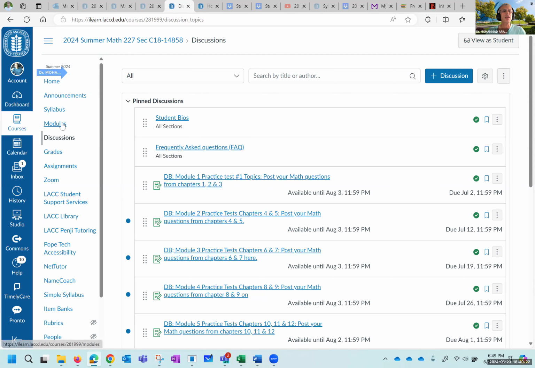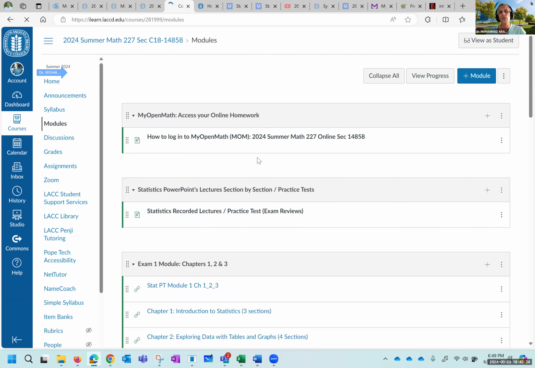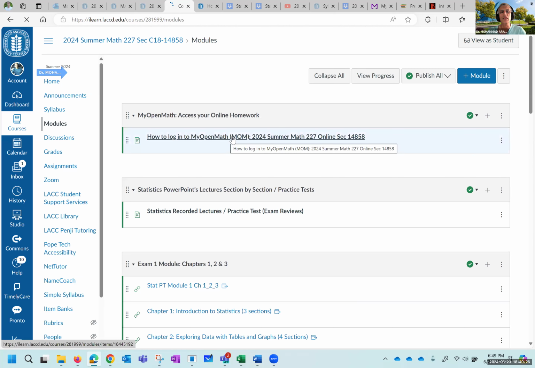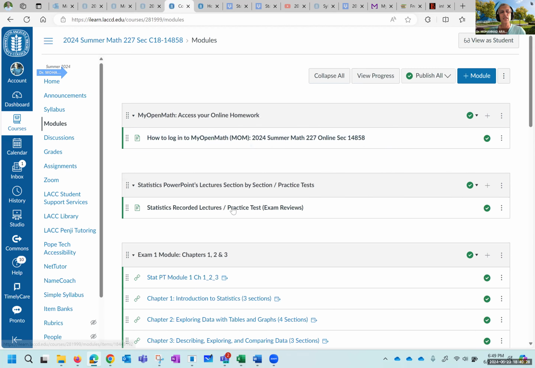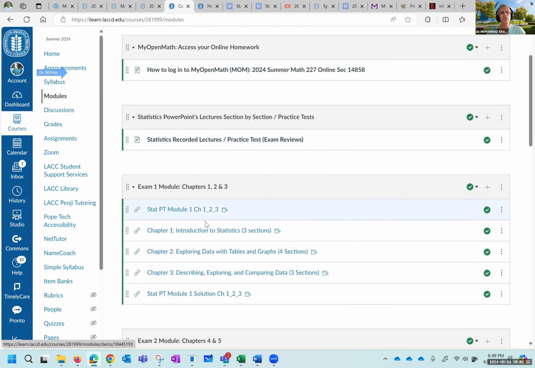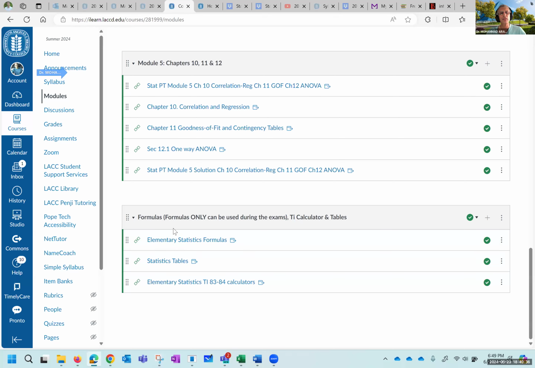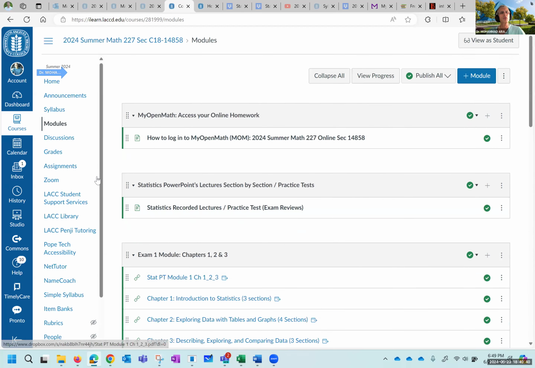And I can find everything under the modules, including My Open Math. I can click on it and register with it. Then I have the PowerPoints. Then all you have to be concerned with is the Exam 1 module, and the very last module, which is a bunch of resources. So going back to the home page.